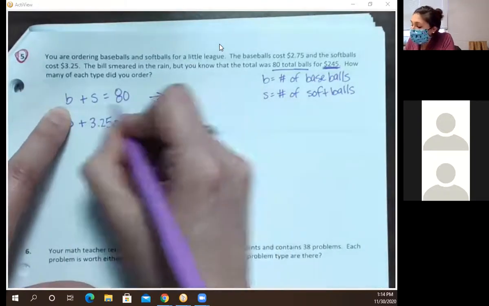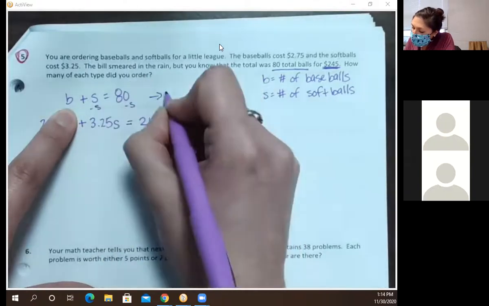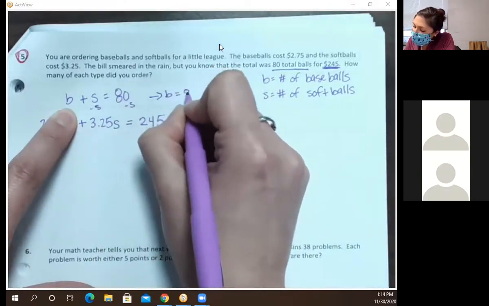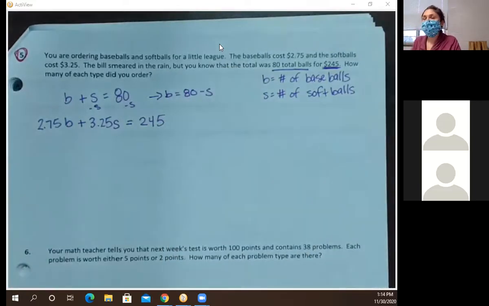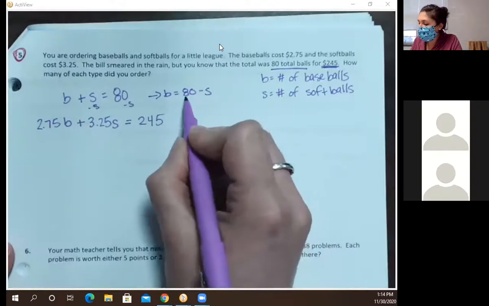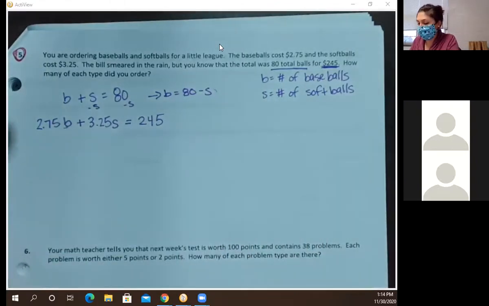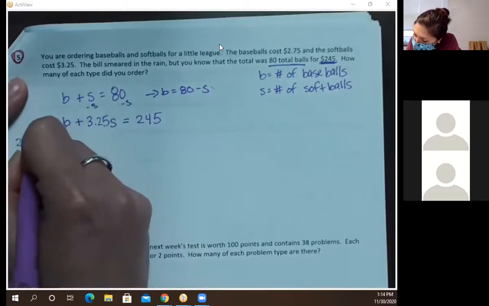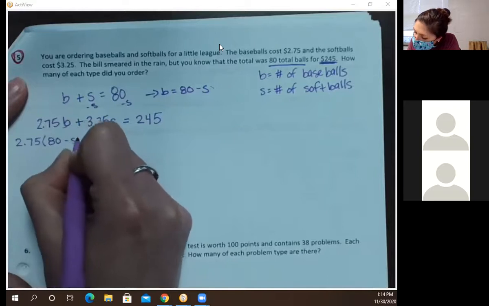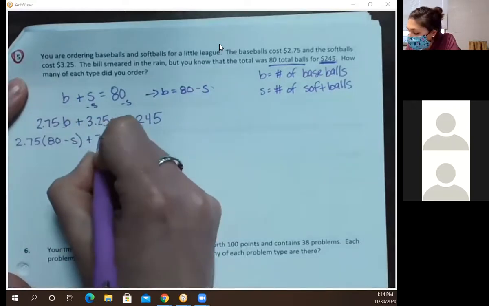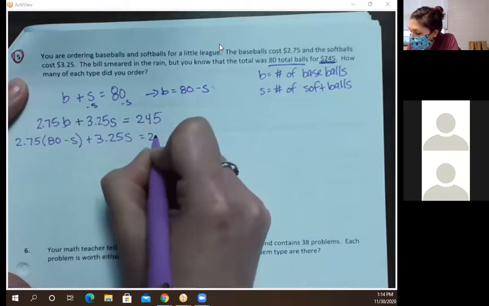Okay, so B and S would be equally easy. I'm going to go ahead and get B by itself by subtracting S from both sides. So I would get B equals 80 minus S. And now that I have B by itself, I can plug this in for B in my other equation. So this would be 2.75 times (80 minus S) plus 3.25 S equals 245.